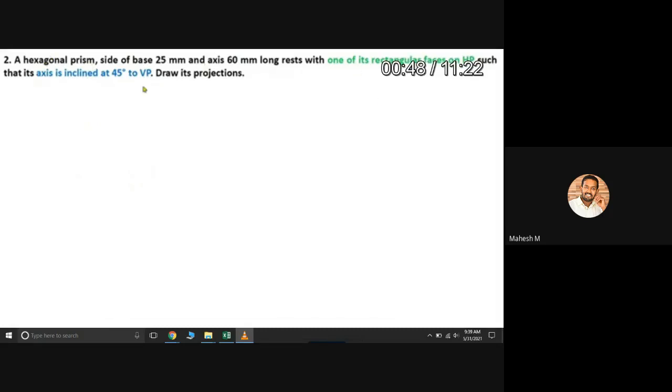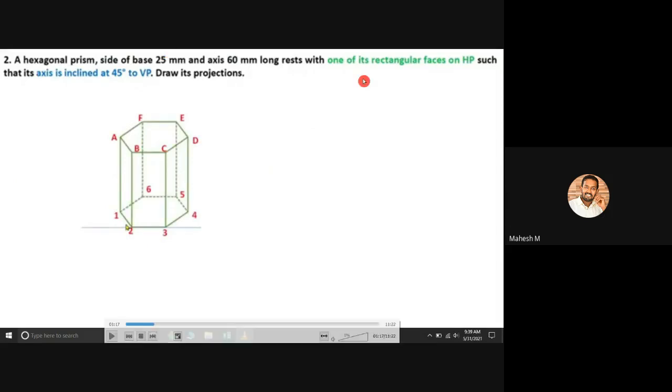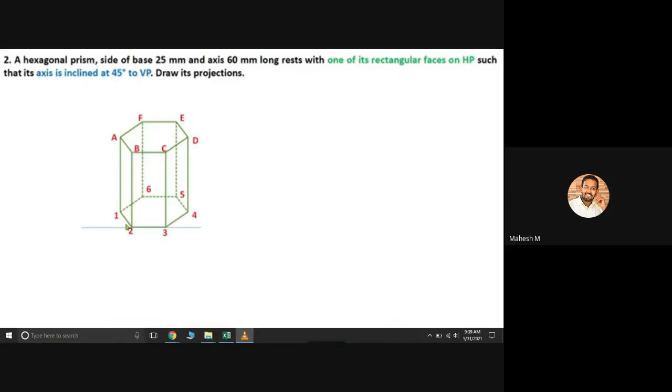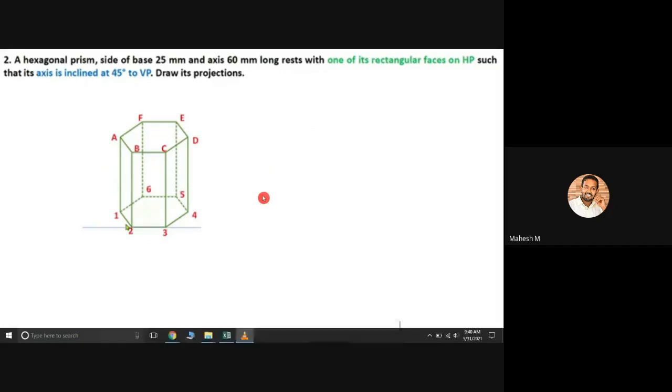Okay. So you can create your reference line. This is our 3D diagram, hexagonal prism. So one of its rectangular face on HP. That means you can pick any rectangular face. Here we are having 6 rectangular faces. So I am going to show one rectangular face. BC32 is a rectangular face, and AB21 is another rectangular face, and CD43 is another rectangular face. So you have to touch any one of the rectangular face on the HP.